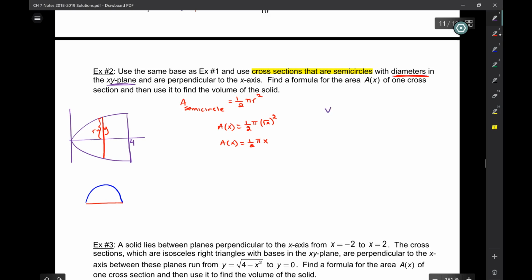So now the volume is going to be the integral from 0 to 4 of half pi x dx. How much is the volume of that going to be? So this is x squared over 2, so it's pi x squared over 4 from 0 to 4. How much? 16 pi. The 1/2? Oh, wait a minute. It's over 4. It's over 4. So 4 pi. Okay?